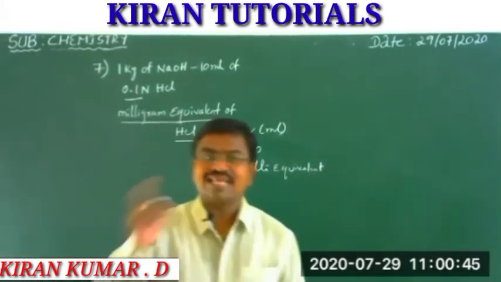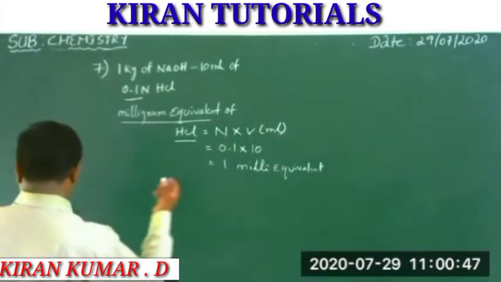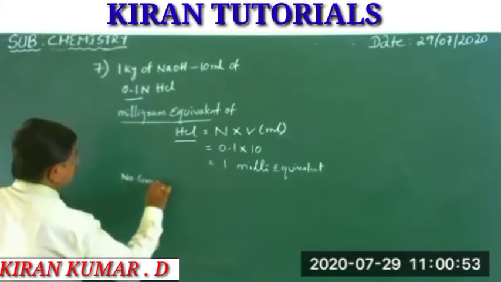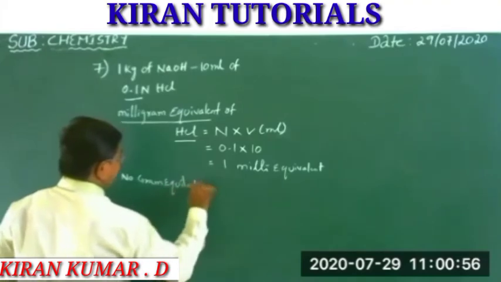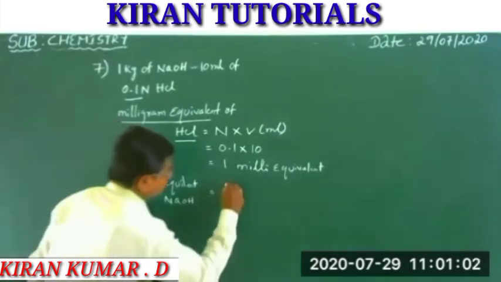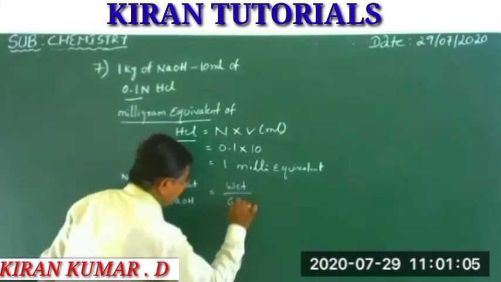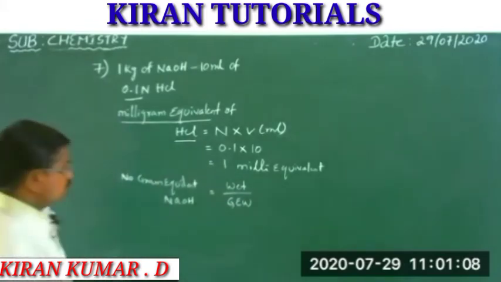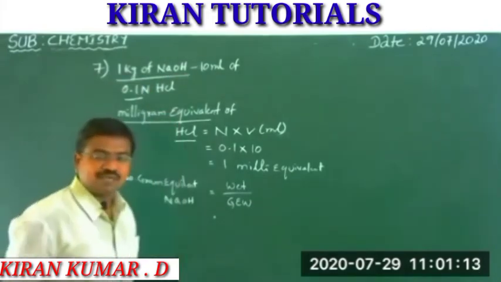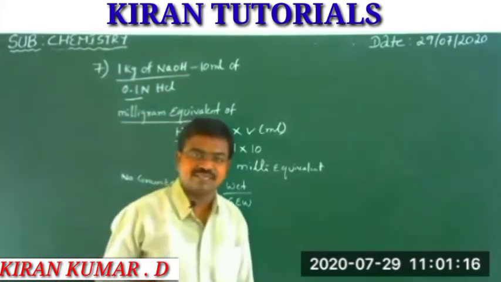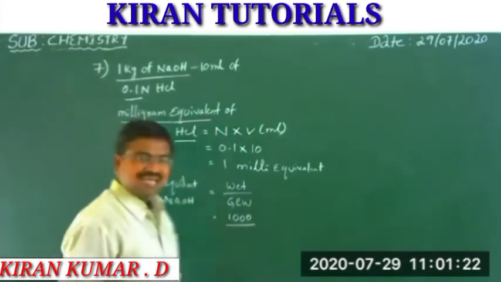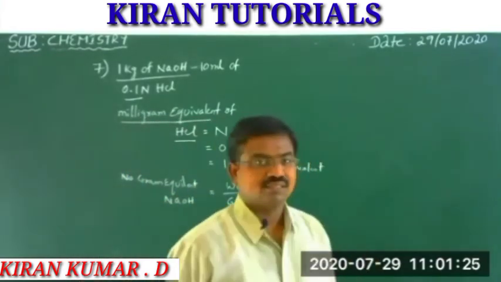Then we have to calculate sodium hydroxide. So number of gram equivalent of sodium hydroxide is equal to, what is the formula? Weight by gram equivalent weight. So what is the weight here? 1 kg of sodium hydroxide. 1 kg of sodium hydroxide is how many grams? 1000 grams. 1000 by gram equivalent weight of base. It is a base.